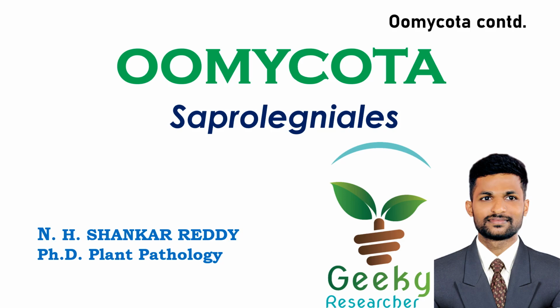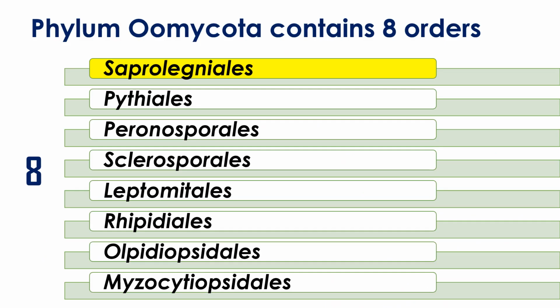In continuation to phylum Oomycota, the order is Saprolegniales. I'm N.H. Shankar Reddy, PhD Plant Pathology. In the previous lecture, I mentioned that there are eight important orders in Oomycota: the Saprolegniales, Pythiales, Peronosporales, Sclerosporales, Leptomitales, Rhipidiales, like that I have mentioned eight orders. Now we are going to see in detail about Saprolegniales.